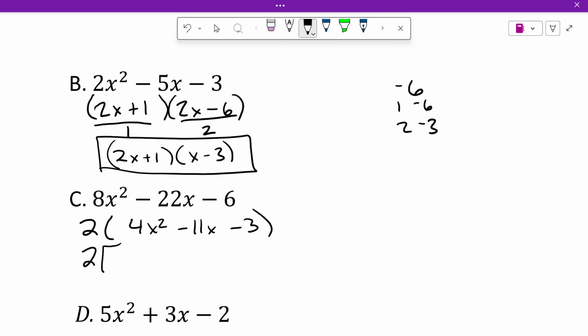So the 2 stays on the outside, and I'm going to have 2 sets of parentheses. So then I use a bracket to say, hey, these parentheses are different than the brackets, because I have parentheses inside parentheses, which gets confusing.